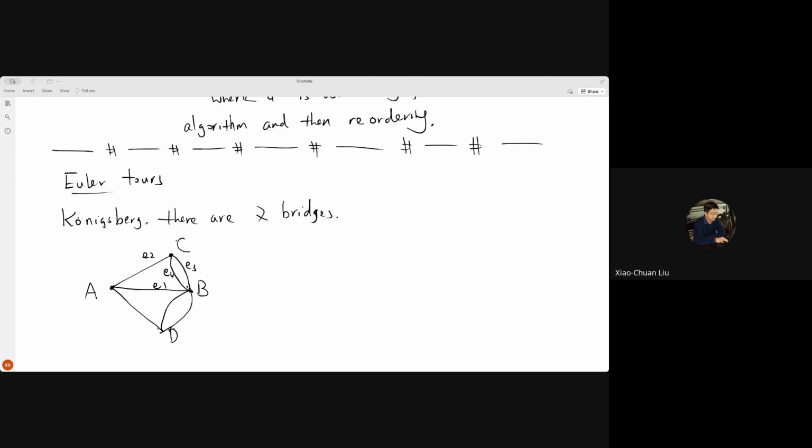So Euler observed that this really depends on the degree of every vertex, and more specifically, it depends on the parity of the degree. So the degree, you have an odd number of edges or an even number of edges. This is a very interesting discovery. Looking at it now, it's not particularly difficult.